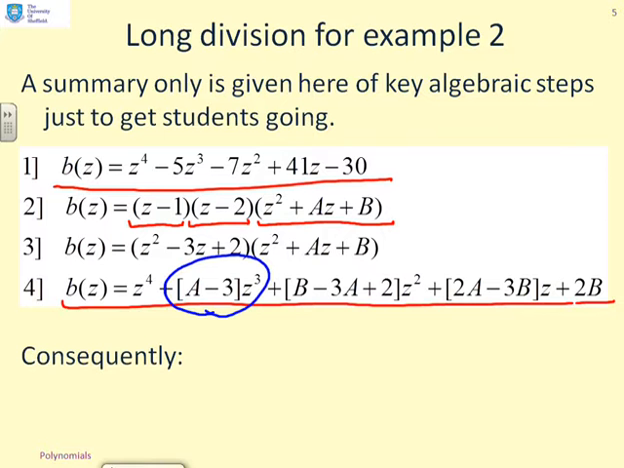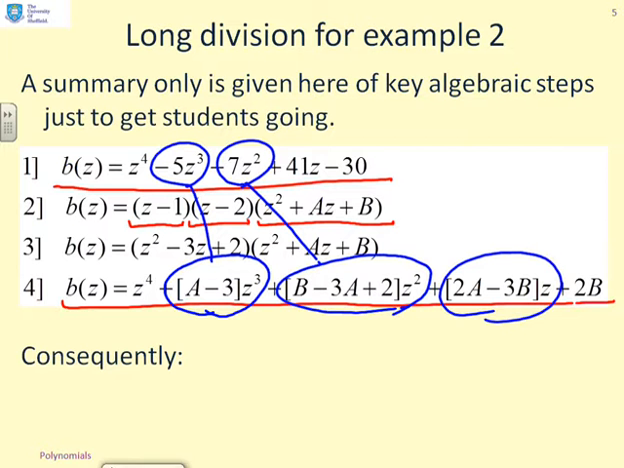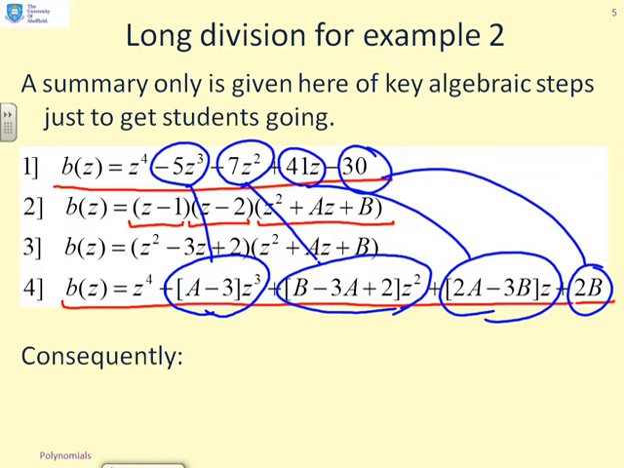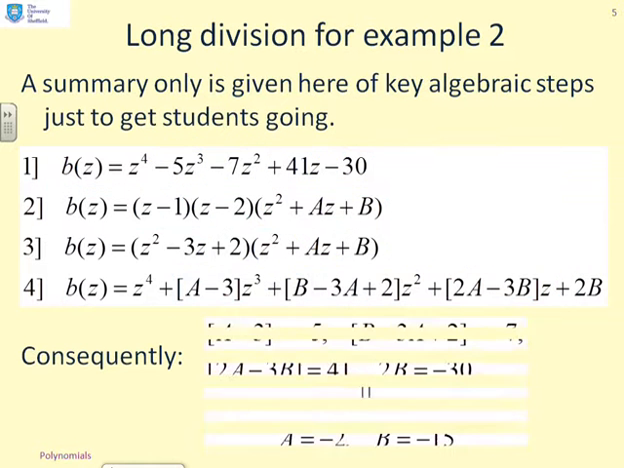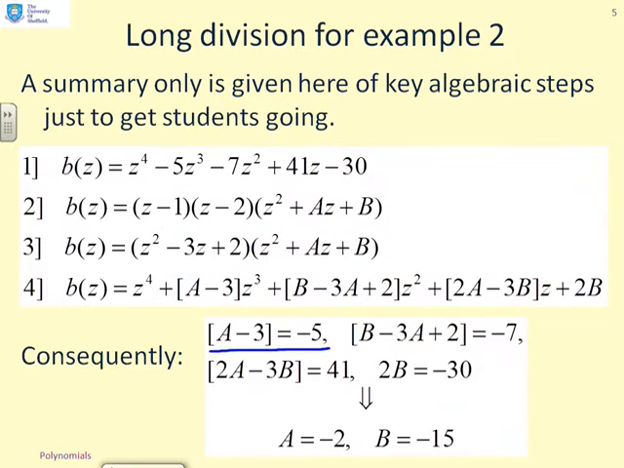So this blue term matches this term. The z squared term here matches this term. The z term here matches this term. And the 2b term matches this term. So if I do that, here are the equations you end up with. a minus 3 equals minus 5. So you can get a from that. a will be minus 2.